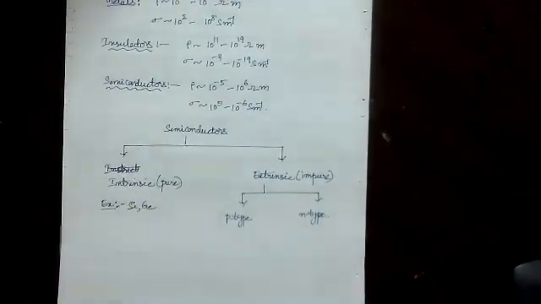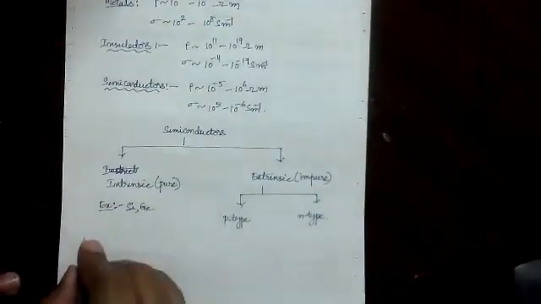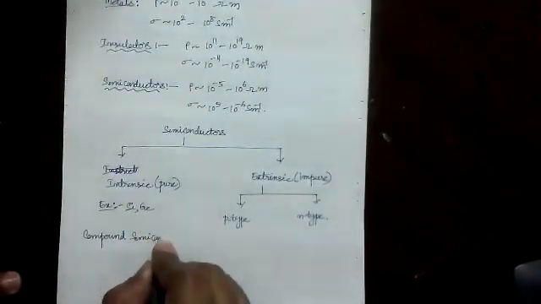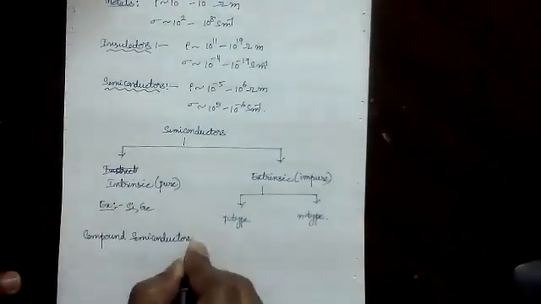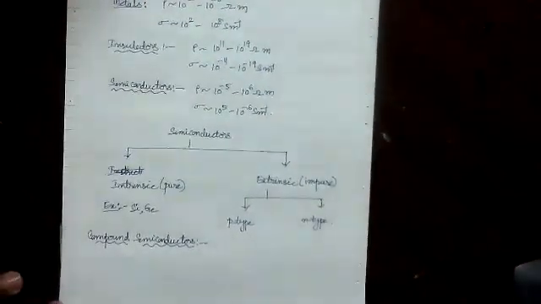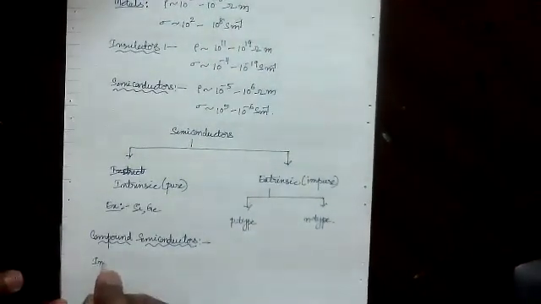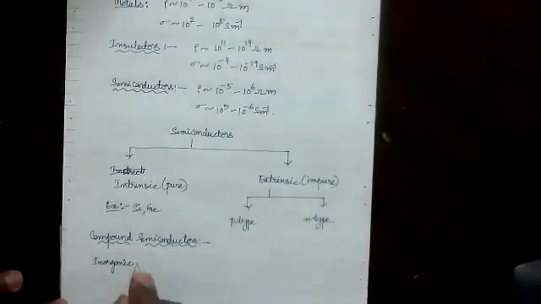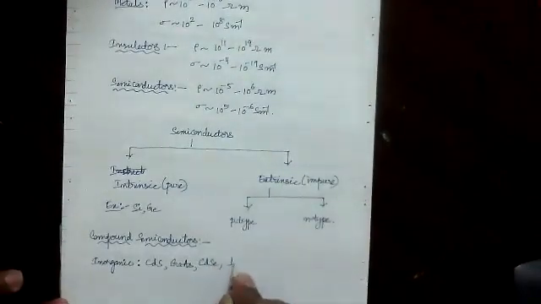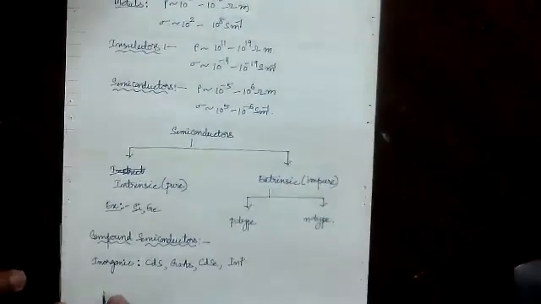So we have intrinsic and extrinsic. Pure means intrinsic, extrinsic means impure, and in that we have P type and N type semiconductors. Next one is compound semiconductors. Now here, the first one is what? Inorganic. Inorganic is what? Cadmium sulfide, gallium arsenide, gallium selenide, and indium phosphide. These are the examples of inorganic compounds.